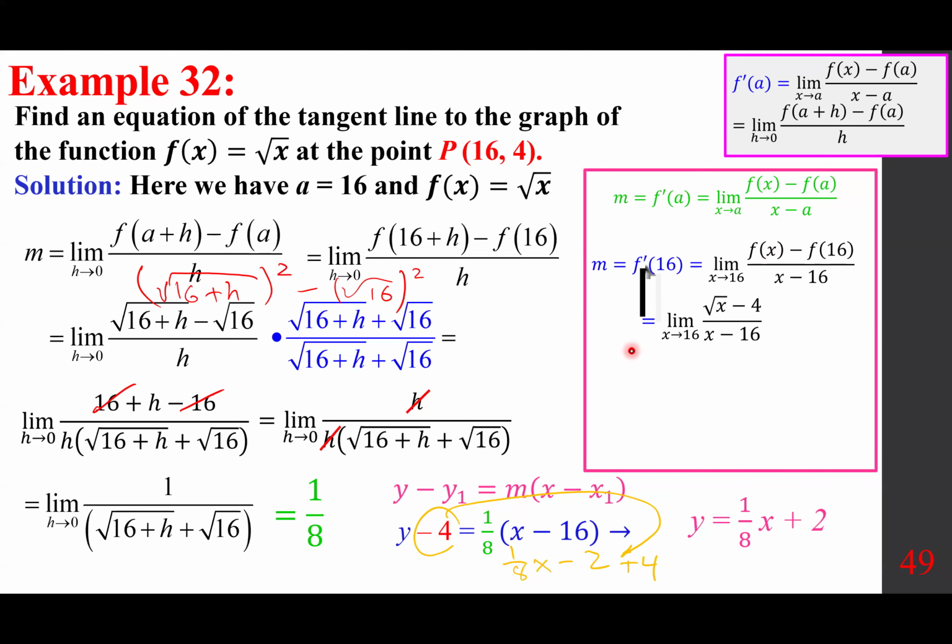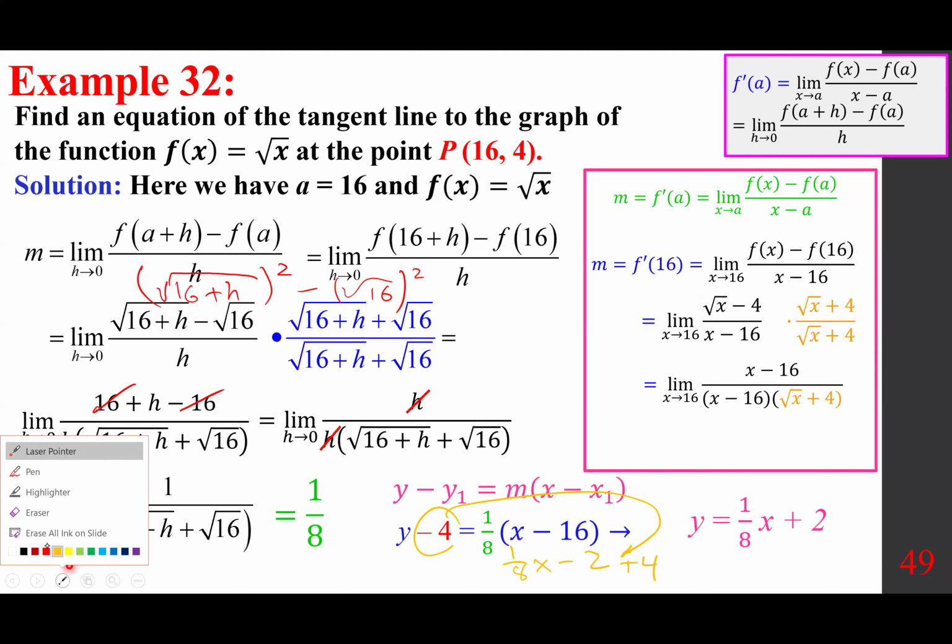If you plug in, you get 0 over 0. Since you have a square root in the numerator, the technique is to multiply and divide by its conjugate. What happens to the denominator? Nothing. You keep it as a product. What happens to the top? This gets squared up, comes out as x, and minus this gets squared up, 16.